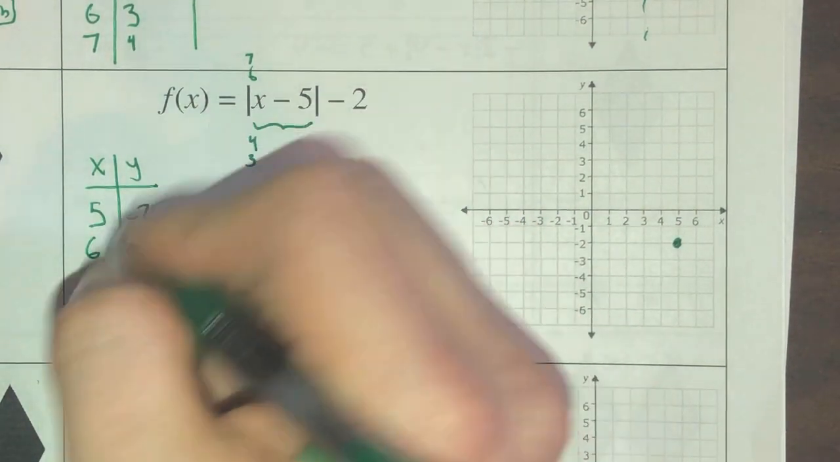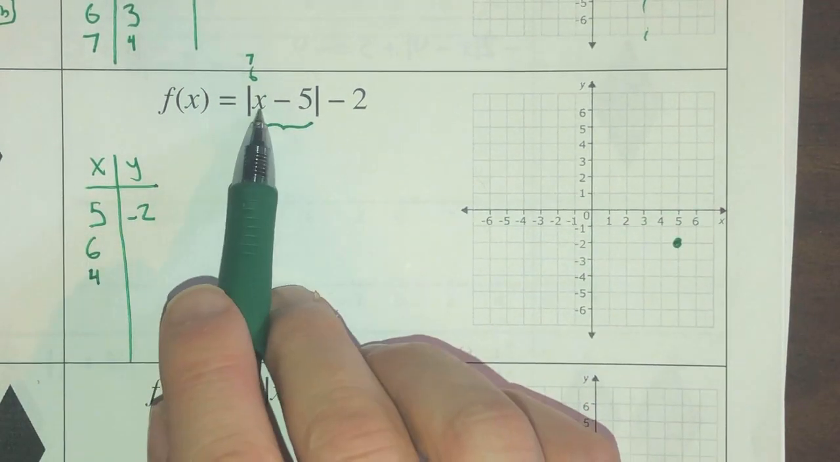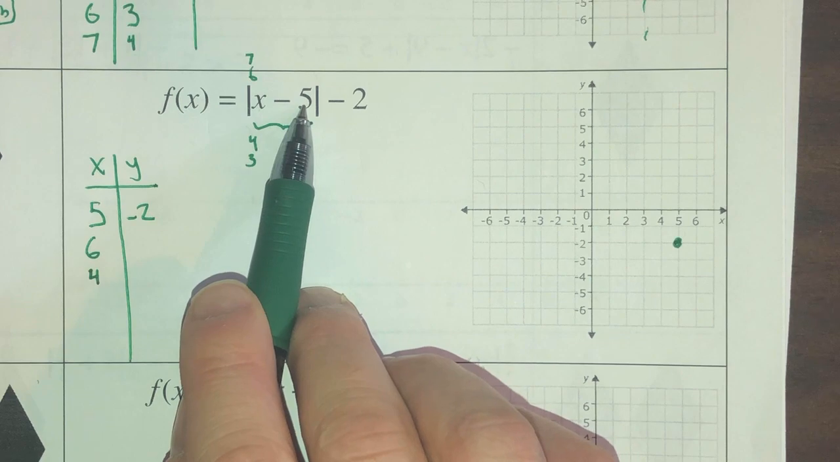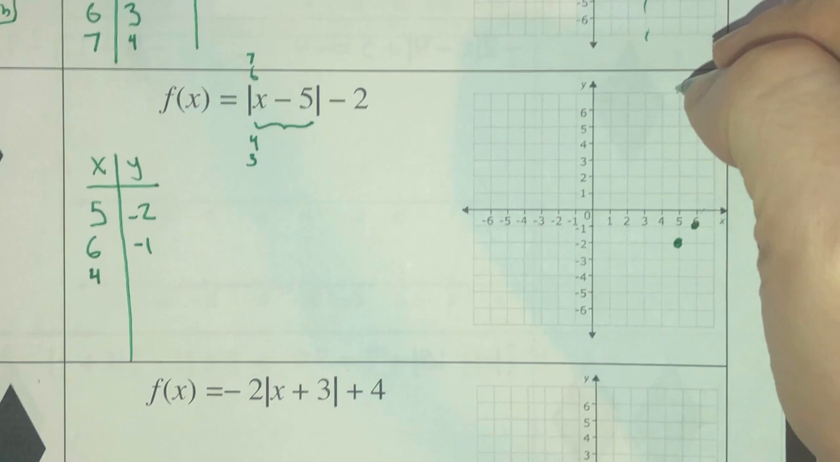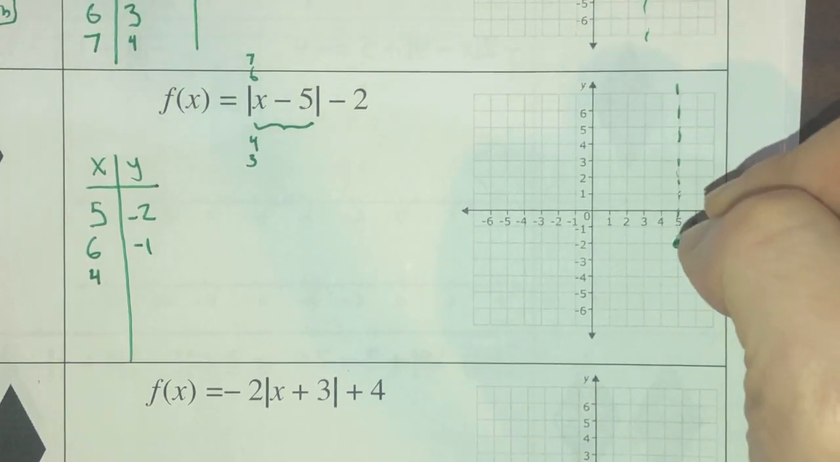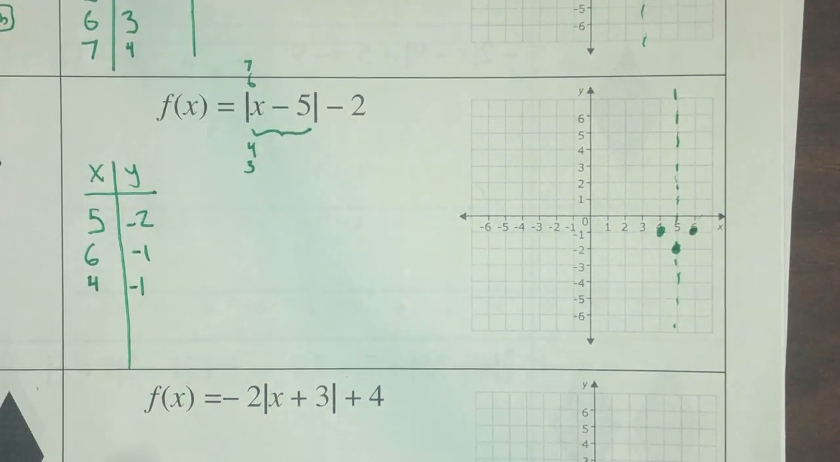So now let's do 6. So I know that 6 and 4 will have the same output. So I plug in 6, 6 minus 5, absolute value is 1, minus 2 is negative 1. And remember, because of the symmetry, this beautiful symmetry, you get the same thing. Remember, why am I telling you this? Because when we get to quadratics, the A value in front, almost exactly the same. The 5 and the 2. If I put parentheses and a square, the vertex is exactly the same. Exactly 100% the same.